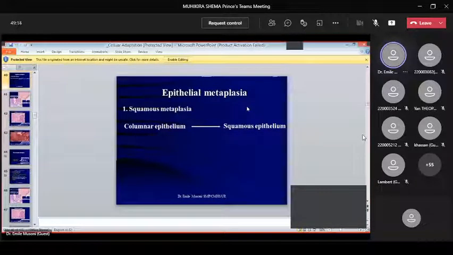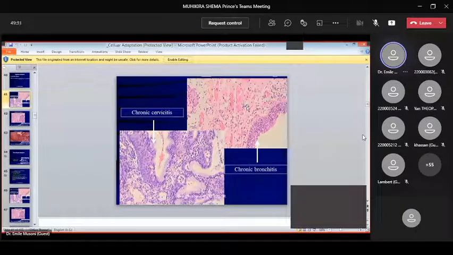Let us see squamous metaplasia. Squamous metaplasia occurs where a columnar epithelium differentiates into squamous epithelium. For example, in chronic cervicitis, an inflammation of the cervix, and chronic bronchitis, the inflammation of the bronchus. Due to that bronchitis, those columnar cells become squamous. And this one is called squamous metaplasia.